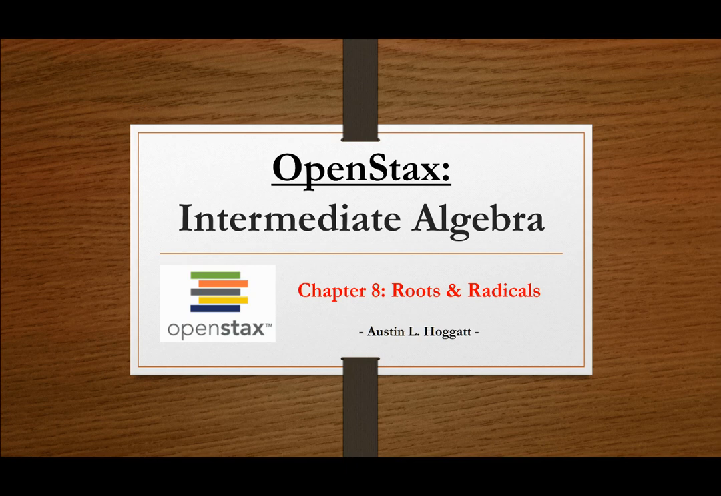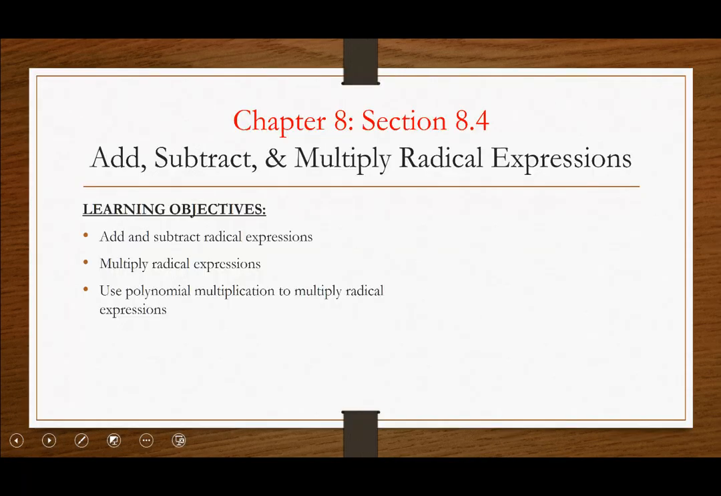Hi everyone, this is Austin Hoggett here to give you another OpenStax Intermediate Algebra lecture. And today we're going to be talking about the addition, subtraction, and multiplication of radical expressions.